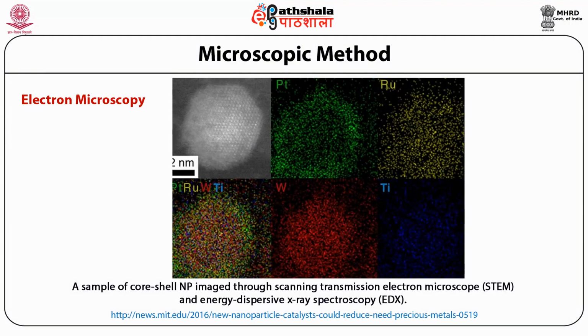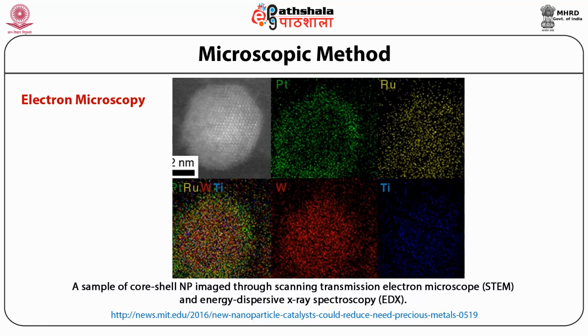A sample of core shell nanoparticle imaged through scanning transmission electron microscope, we call it STEM, and energy dispersive X-ray spectroscopy, we call it EDX, is shown here, and the colored images show the precise location of different elements in the particles. So here we see that green color is for platinum, yellow color is for ruthenium, W is for tungsten, and blue is for titanium.